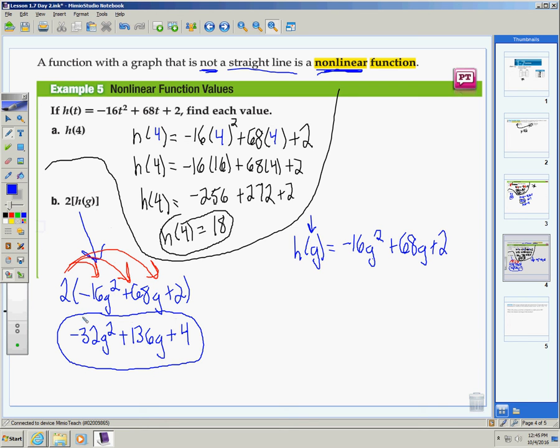Seems complicated, but just remember, whatever you replace the t with in these problems, on the left side, that's what you replace the t's with on the right side as well. If you remember that, these problems aren't bad at all.